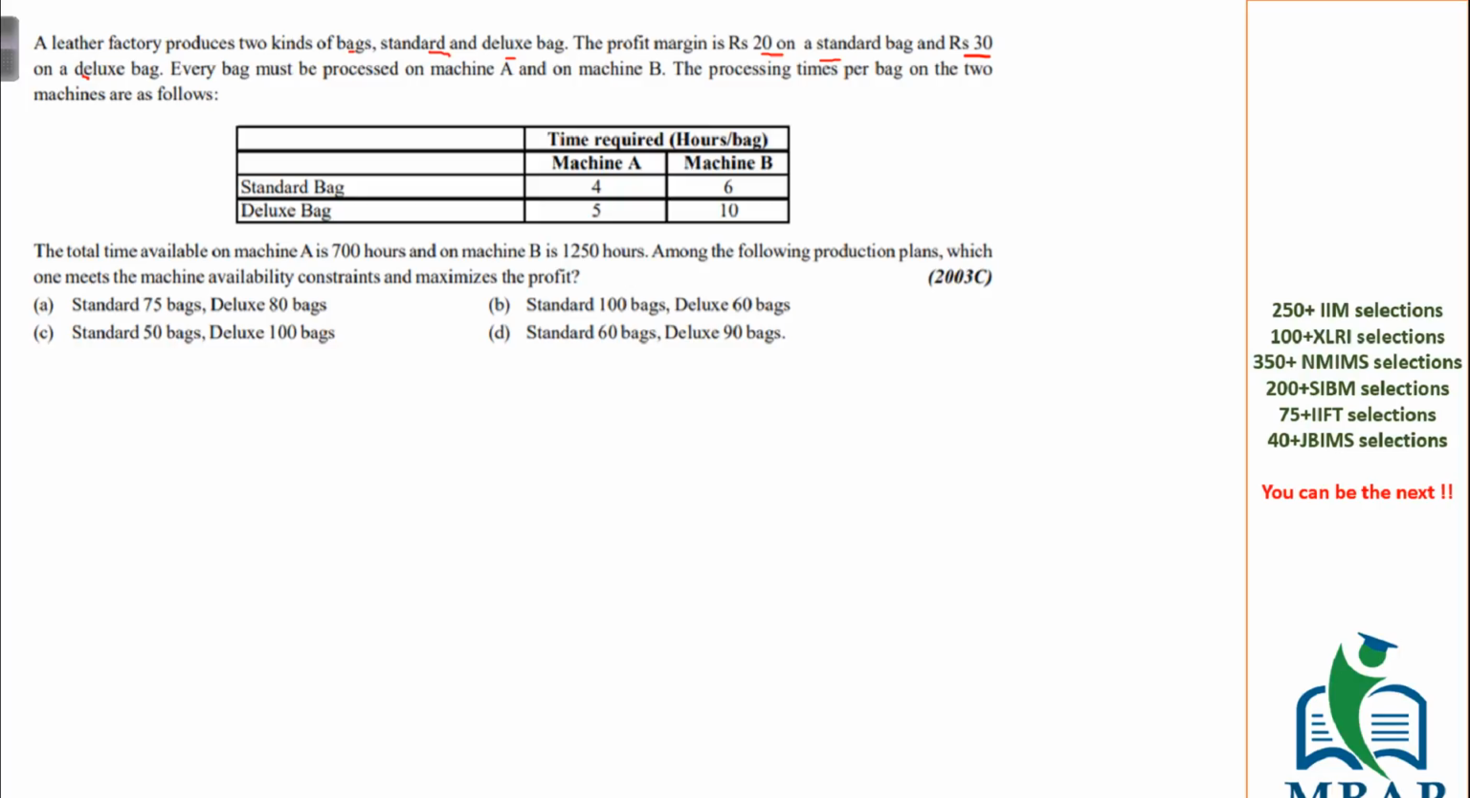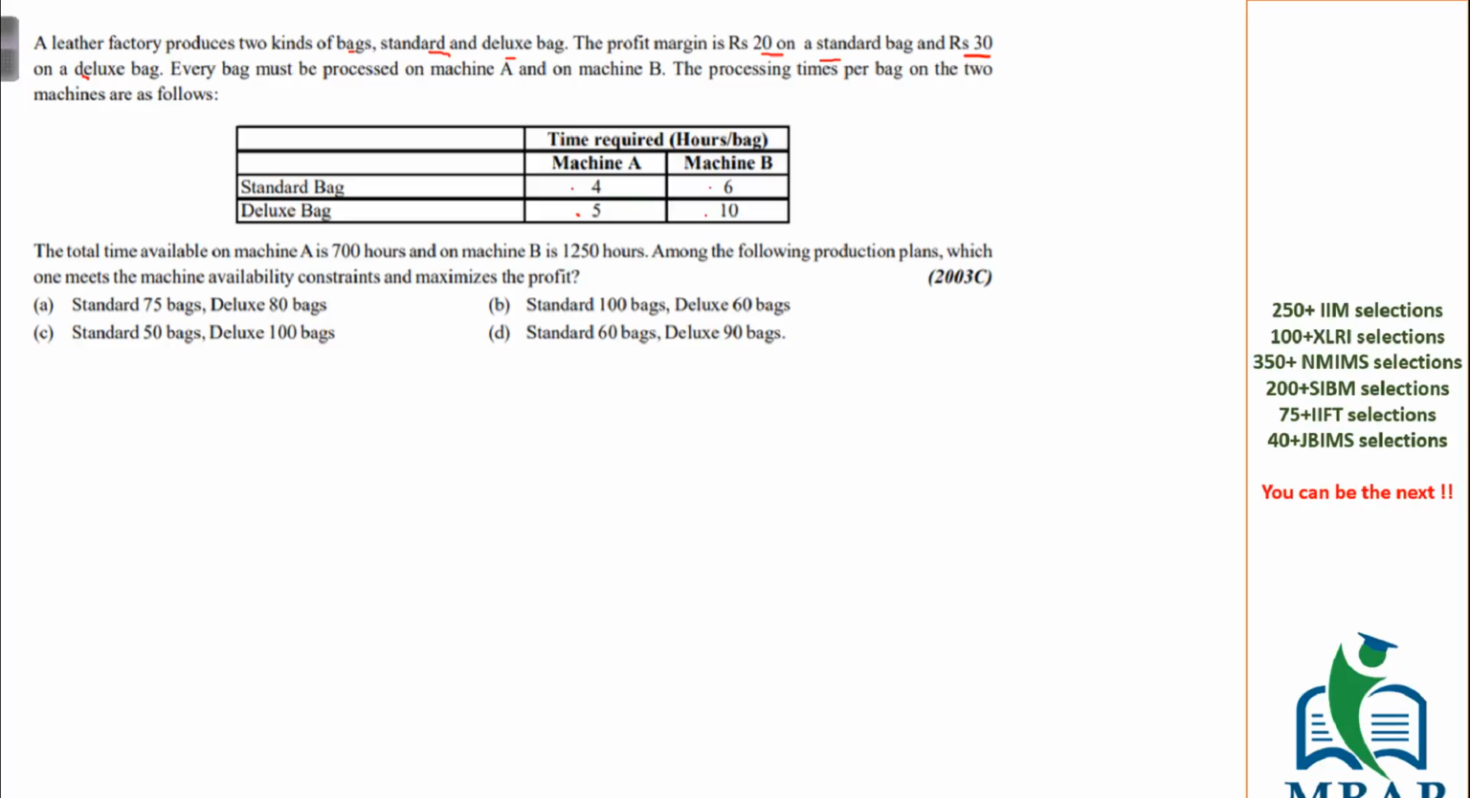Every bag must be processed on machine A and machine B. The processing time of the two bags in the machines has been given below. The table gives you two bags, standard and deluxe, with the time required on machine A and the time required on machine B. Standard takes 4 hours on A and 6 hours on B. Deluxe takes 4 hours on A and 10 hours on B.